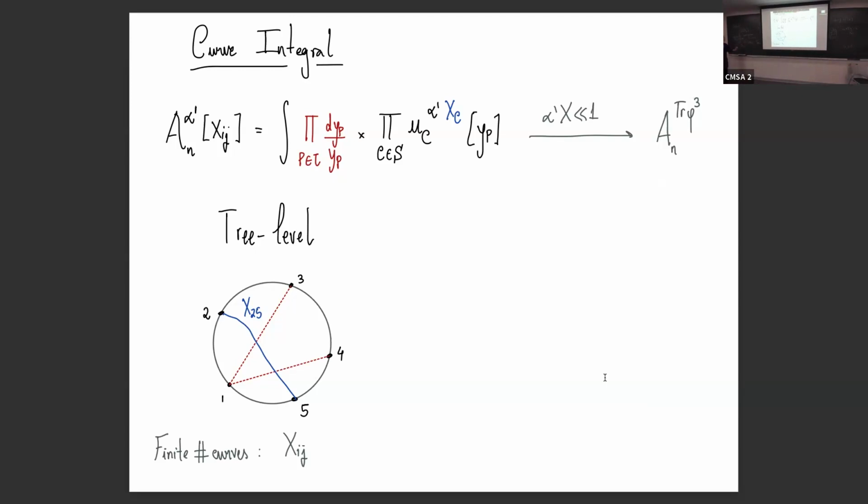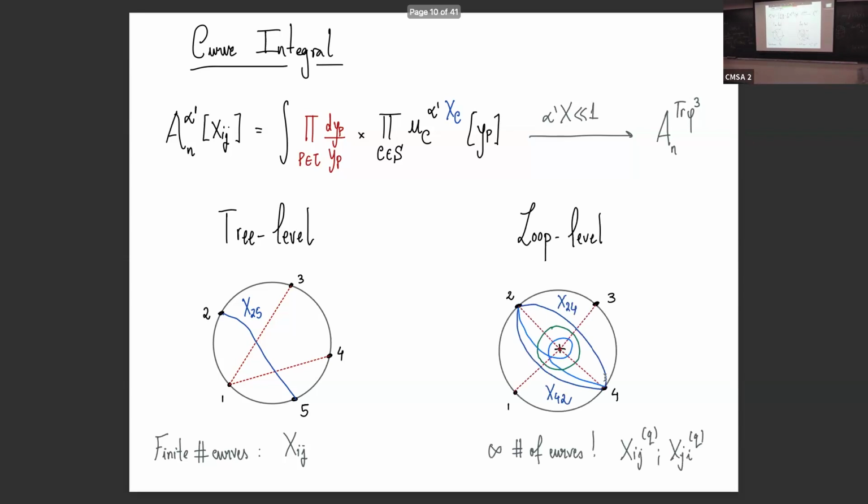Okay, so at tree level, this is extremely simple. There are a finite number of curves on the surface. I have a finite number of u's, and I take the product of all those u's. And I'll give an explicit formula for that in a second. But at loop level, things get more interesting. I would just like to highlight that. From the moment that my surface has a puncture, there's now an infinite number of curves that I can draw on the surface.